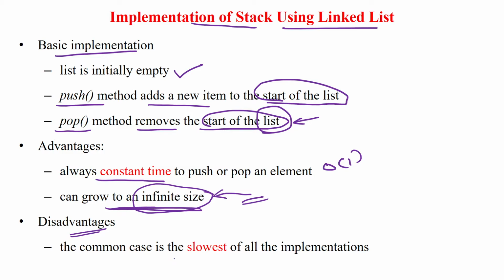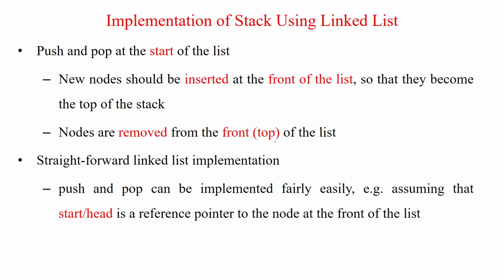The disadvantage is that it is the slowest of all the implementations. That means a stack can be implemented by using an array and also vectors. Among these three methods, the linked list implementation is slow because it needs pointers. That means an address is pointing to another node, right? So now we will use push and pop operations at the starting or head node of the list. New nodes should be inserted at the beginning of the list.